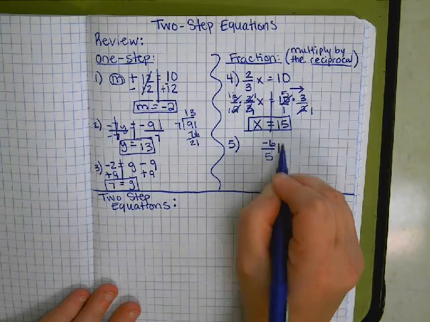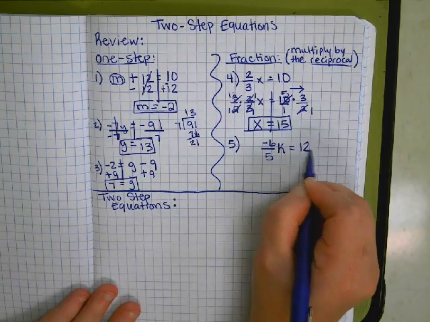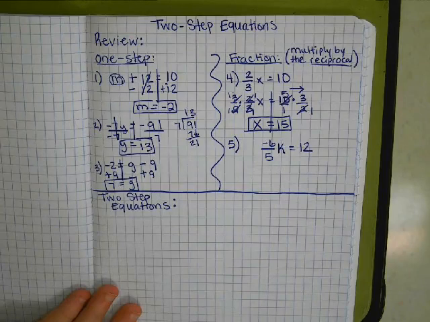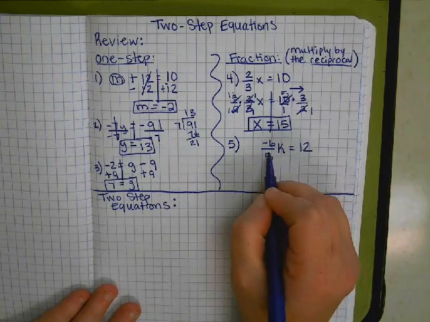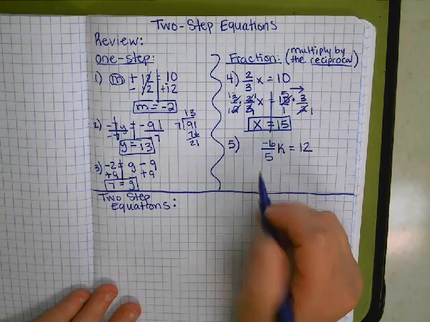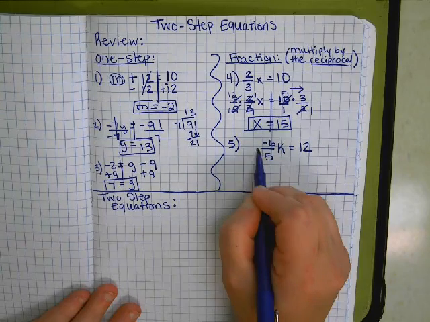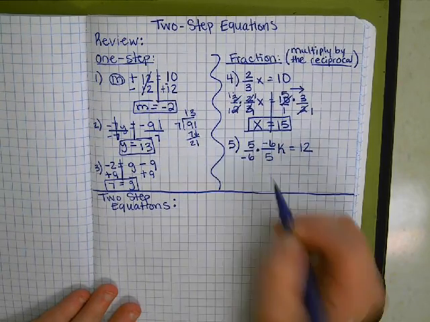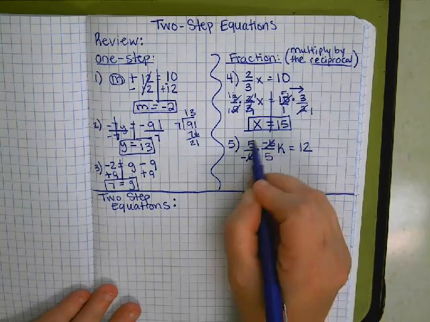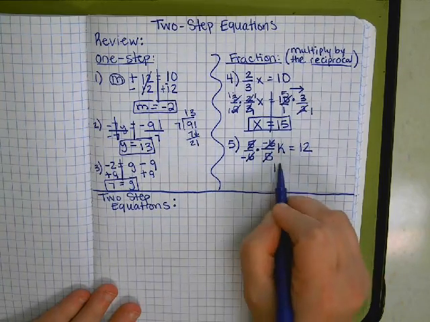-6/5 k equals 12. So pause it right here and try it on your own. When you're ready, push play. Alright, so I have a fraction coefficient, two numbers touching as multiplication, or two letters. So we flip it. 5/-6. These go away, that goes away. I'm left with just k.